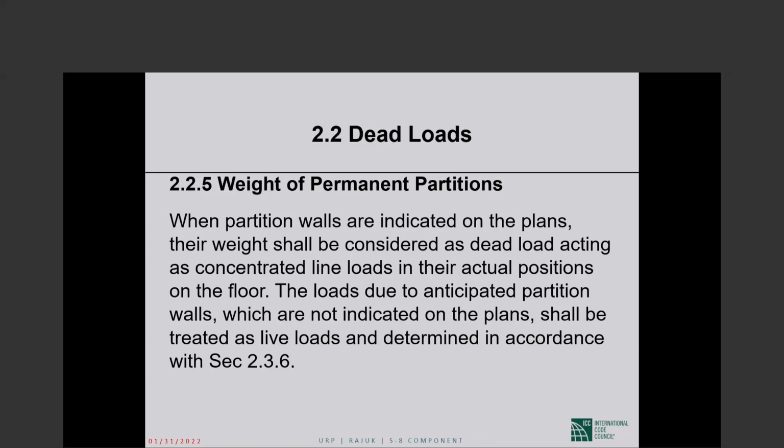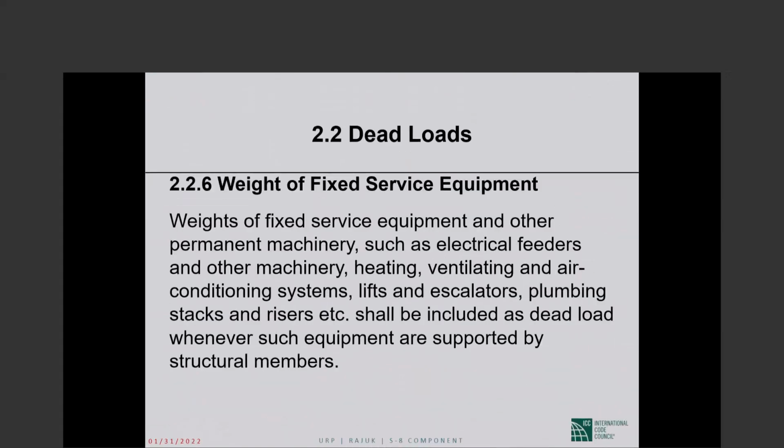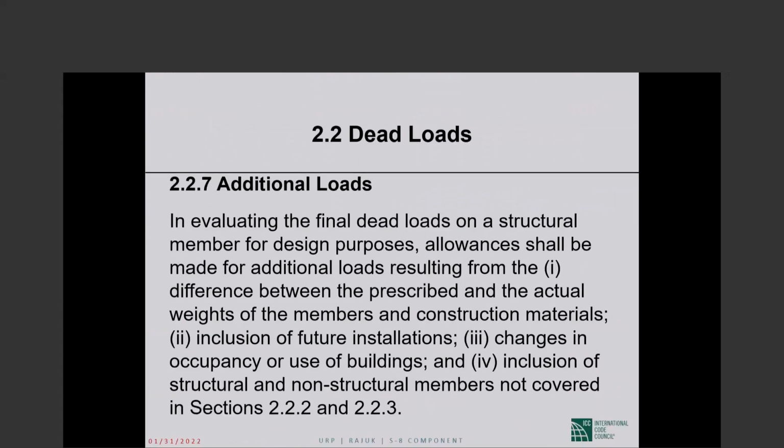The load factor is lower. Movable partitions are live loads, and the load factor on that is higher. A live load factor is what you apply to the weight of movable partitions. Fixed service equipment. Weights of fixed service equipment and other permanent machinery, such as electrical feeders, other machinery, etc. So any fixed equipment, including operating weight of water or whatever is inside, all of that is dead load. And the code is very specific about that.